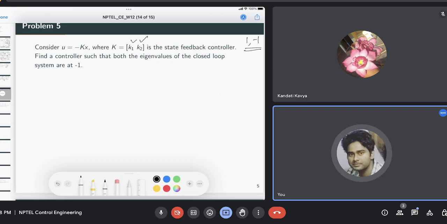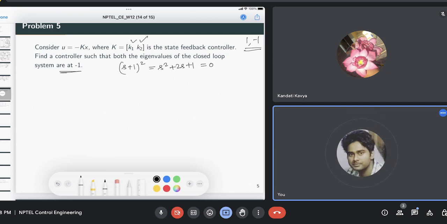By this question we want our closed loop poles at -1, both. So what will be the characteristic equation? It will be s square plus 2s plus 1. This is the characteristic equation for the desired pole location, right?